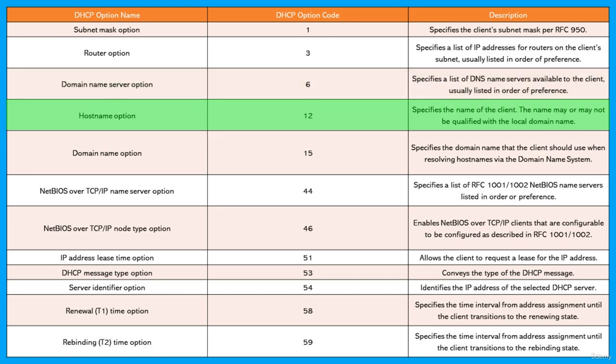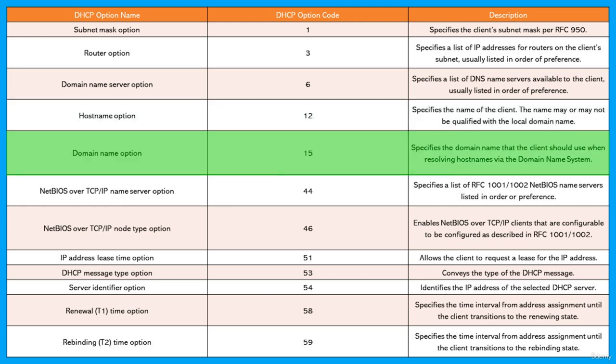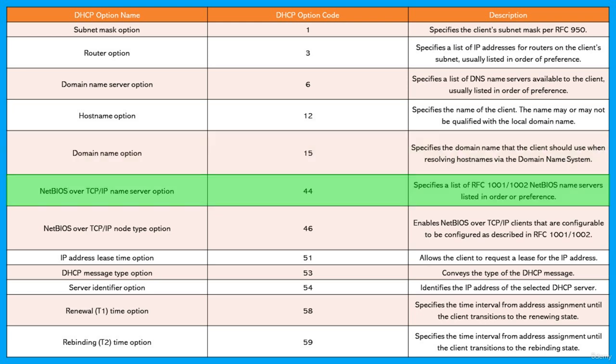Hostname option, or option code number 12, specifies the name of the client. The name may or may not be qualified with a local domain name. Domain name option, option number 15, specifies the domain name that the client should use when resolving host names via the domain name system. NetBIOS over TCP/IP name server option, or option number 44, specifies a list of RFC 1001, 1002 NetBIOS name servers listed in order of preference.